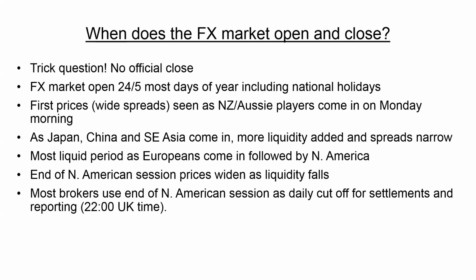Well, the first prices come out of New Zealand and Australia, and these are usually traded on what they call wide spreads. In other words, the difference between the buy price and the sell price quoted between one bank and another is actually quite wide. So this reflects a lack of liquidity as the first players come in. There are not that many people involved in the market.